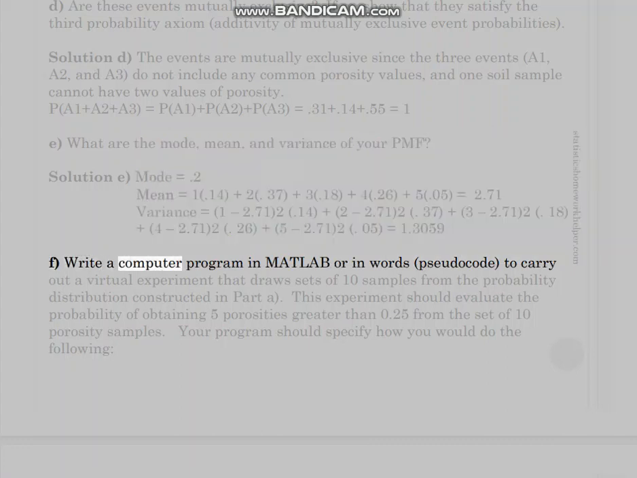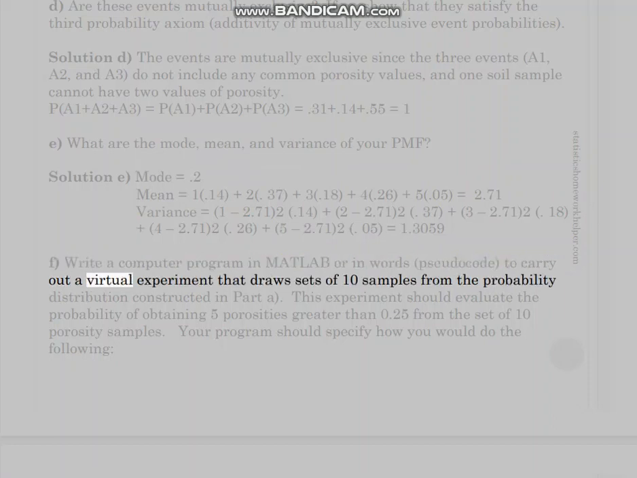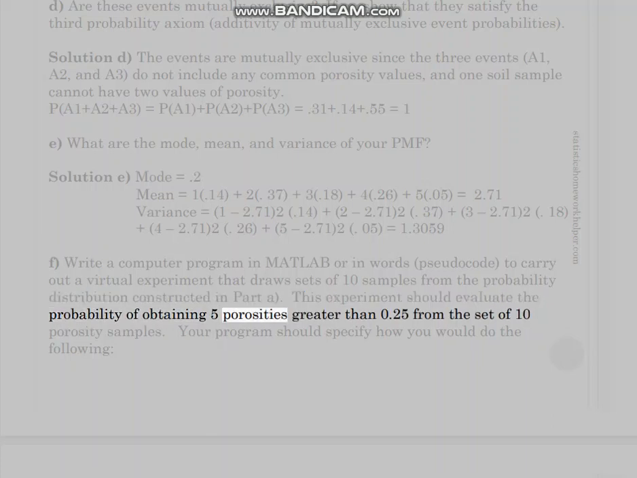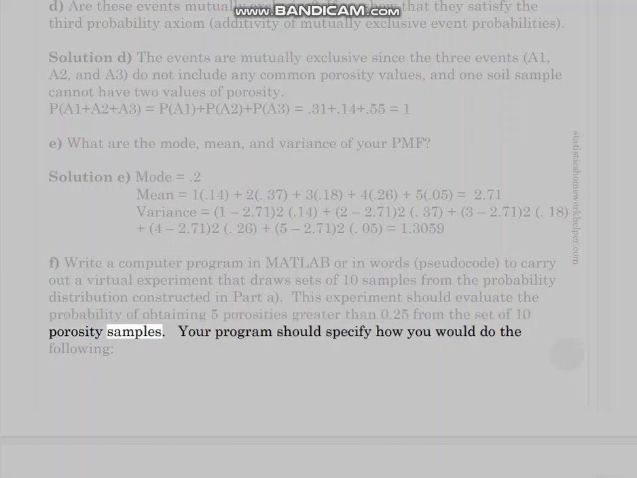F. Write a computer program in MATLAB or in Word's pseudocode to carry out a virtual experiment that draws sets of 10 samples from the probability distribution constructed in Part A. This experiment should evaluate the probability of obtaining 5 porosities greater than 0.25 from the set of 10 porosity samples. Your program should specify how you would do the following.